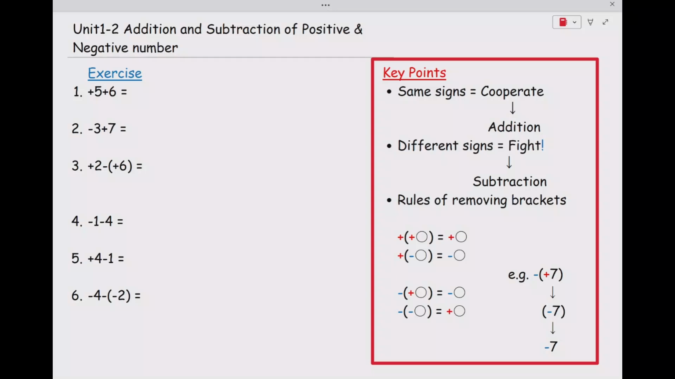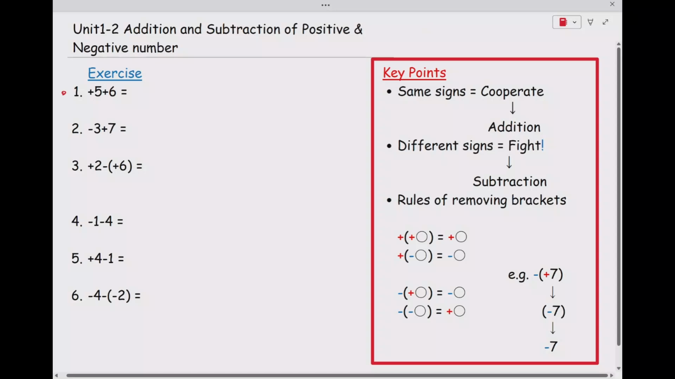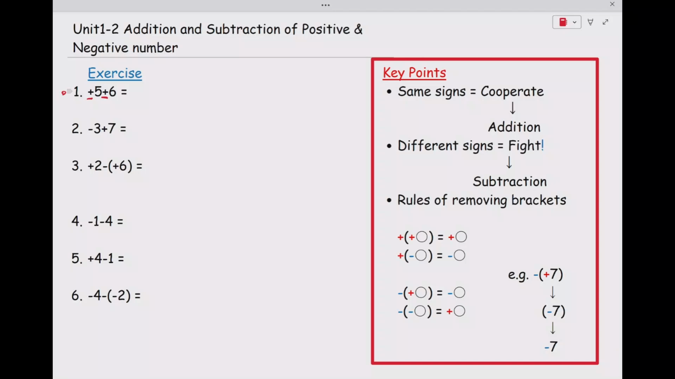Question number 1. Plus 5 plus 6. Both signs are plus. That means they are in the same plus team. Remember the important point. The same sign cooperates with each other. Teammates cooperate. So, just add them together.